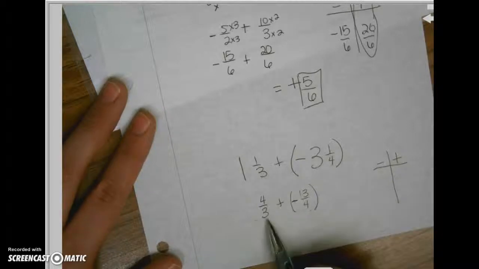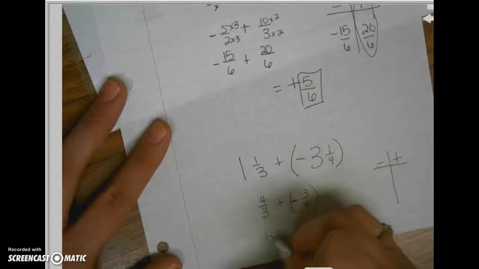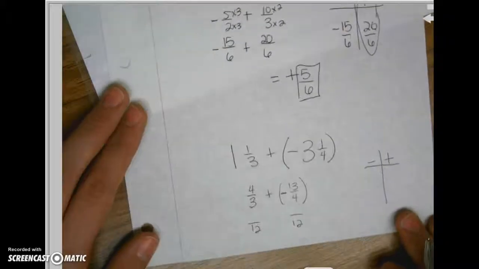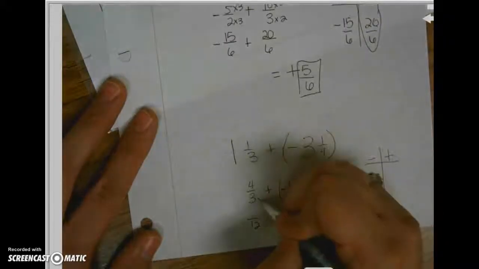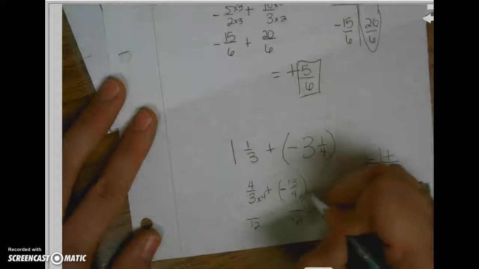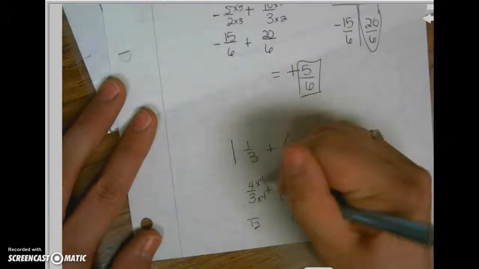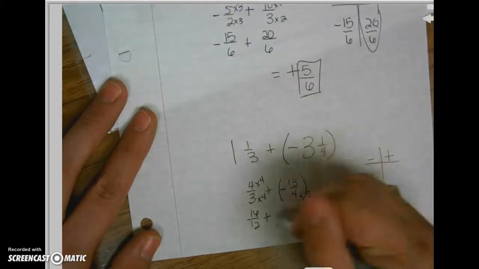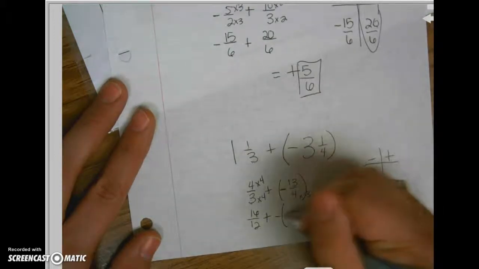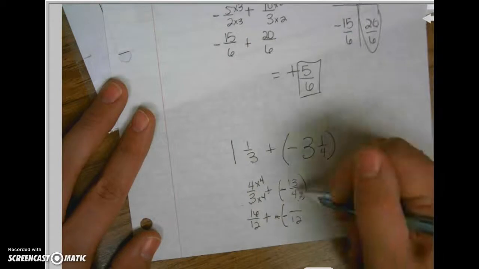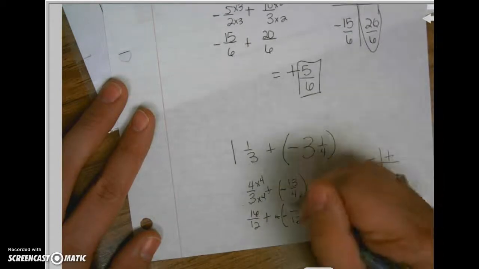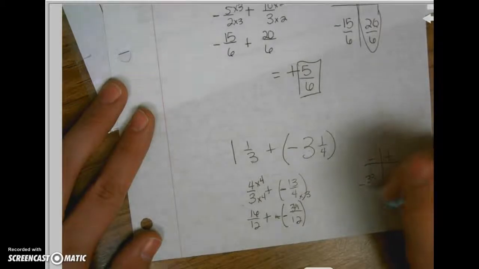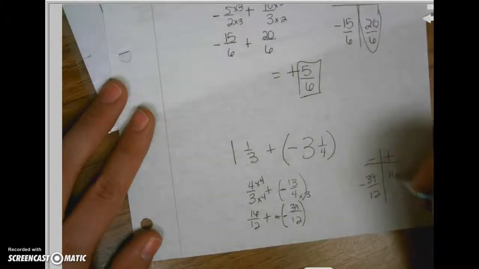So I'm going to have to change these to 12ths because 12 is 3 times 4 and 4 times 3. So I have to multiply this times 4. 4 times 4 is 16. And it's plus a negative, oops, the negative's on the inside. 13 times 3 is 39. So it would be negative 39/12 and positive 16/12.